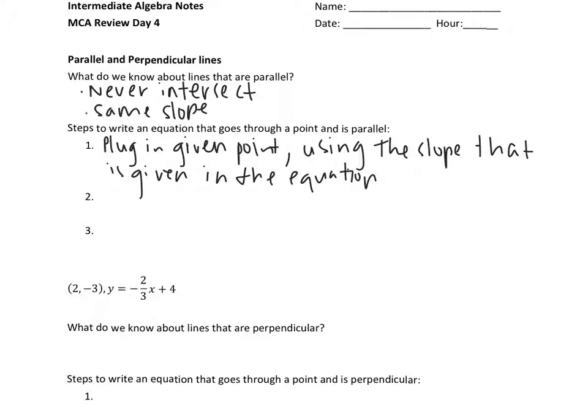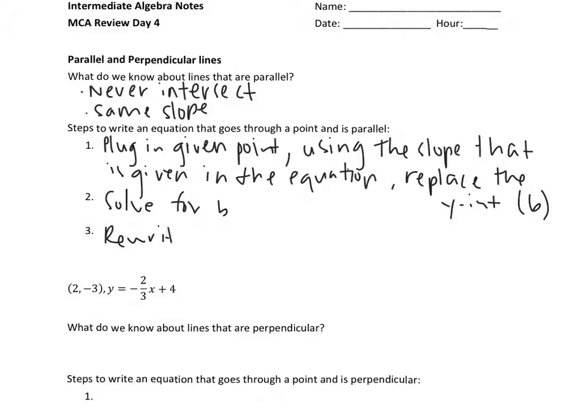And we'll replace the y-intercept with a variable, and that variable we'll call b. Then we'll solve for b, and then rewrite the equation with the new b, which is the y-intercept, and the slope. So those are the steps. Hopefully you're starting to recall that. And let's take a look at an example.